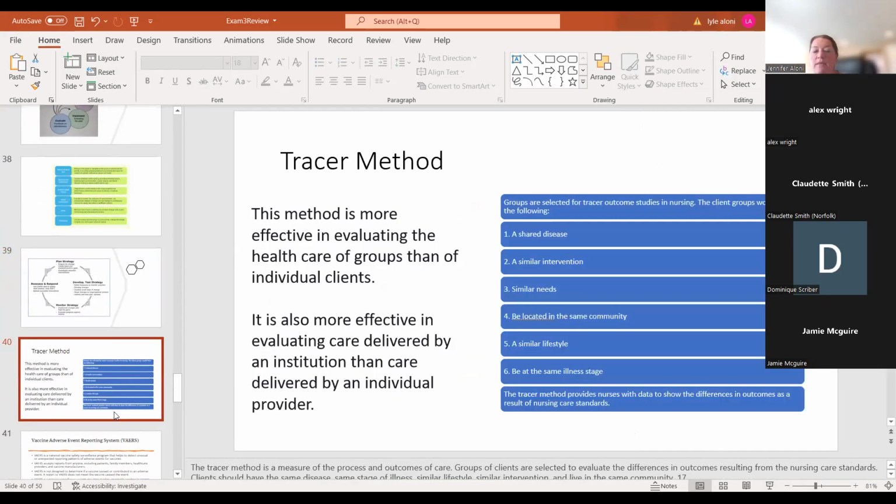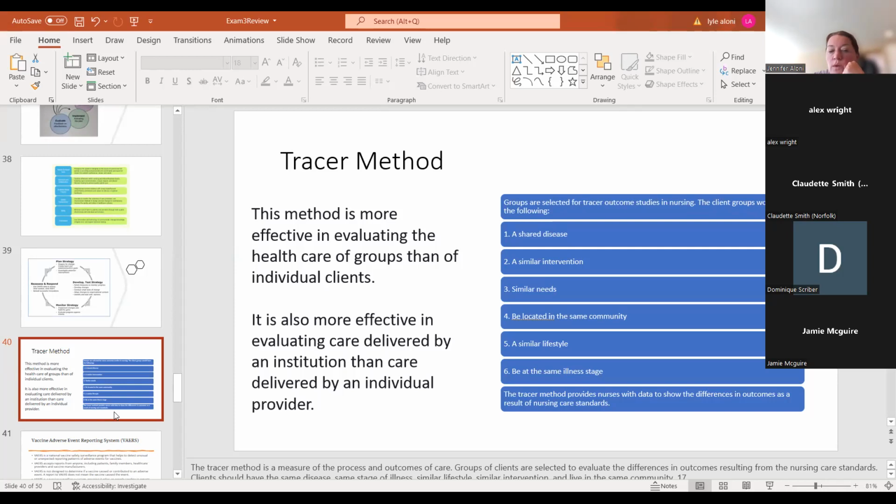And then we look at our tracer method, which we know is a method to measure process and outcomes of care. And when we have that, we're going to have groups of clients who are selected to evaluate differences. But what we want to look at in a tracer method is we're going to look at a group, and the group is going to have all similar characteristics so that we can measure the outcome. Because if we have a group of people and they don't have a similar basis, then we really have difficulty evaluating the program and seeing if it works. Okay. Any question on quality improvement?